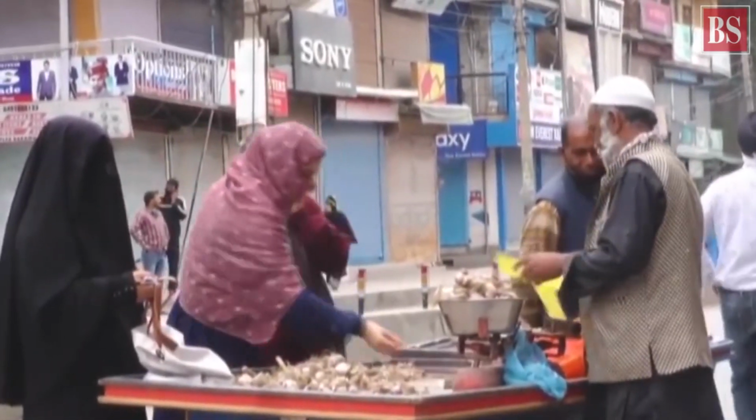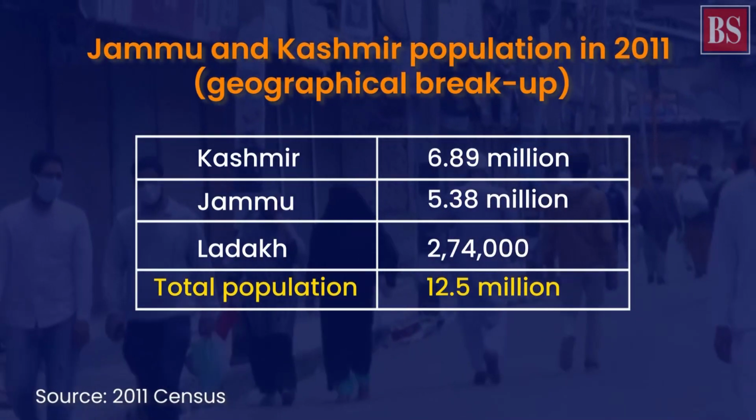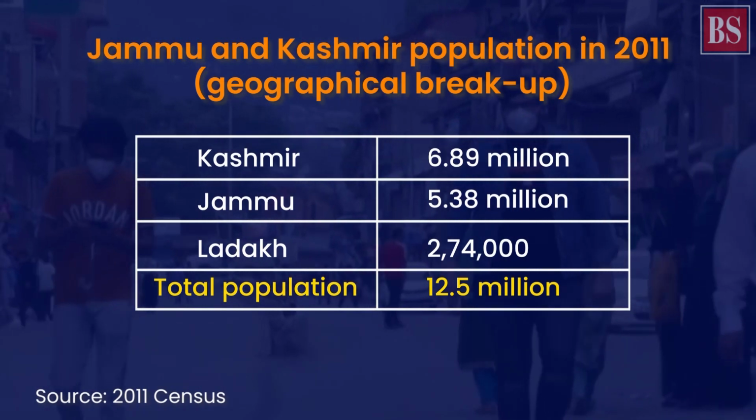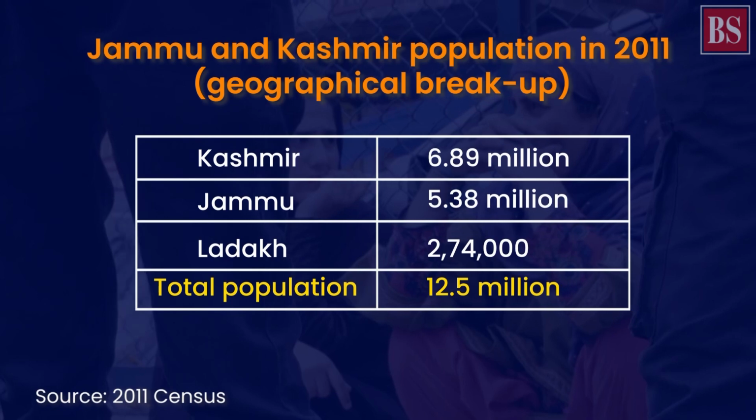According to the 2011 census, the population of Jammu and Kashmir is 12.5 million. Of them, 6.89 million live in Kashmir, 5.38 million in Jammu, and 27,400 in Ladakh.